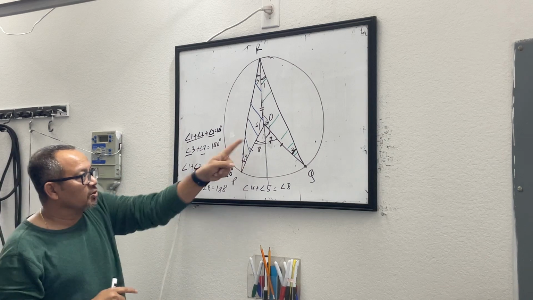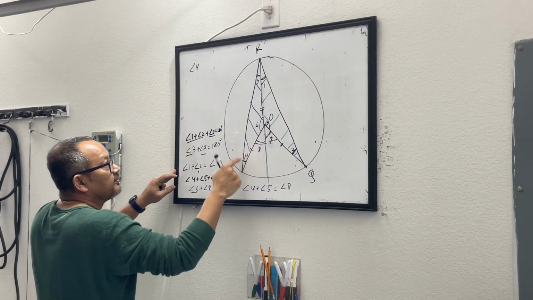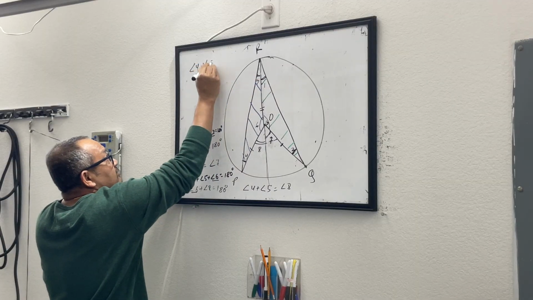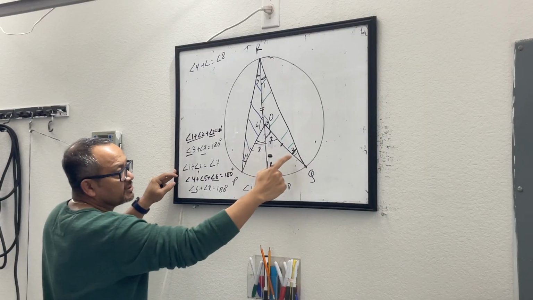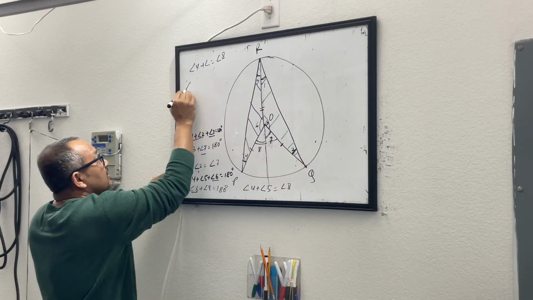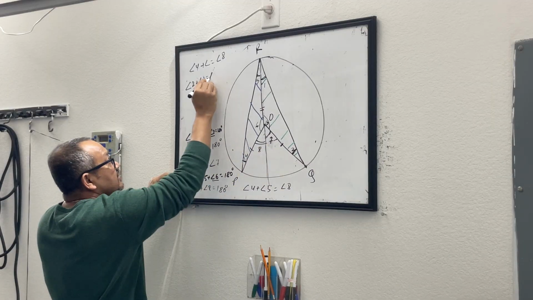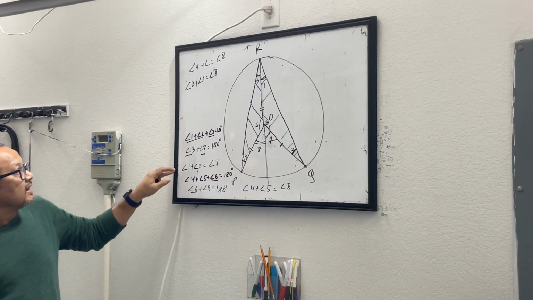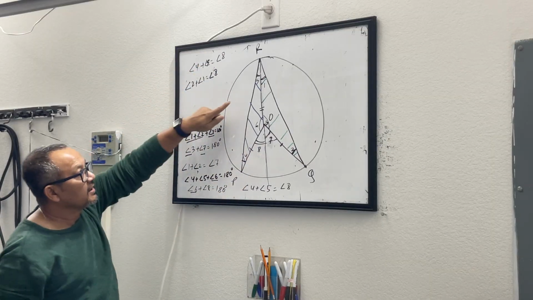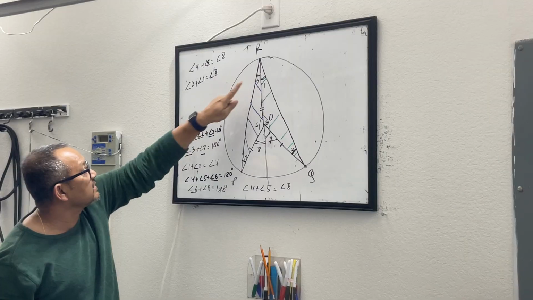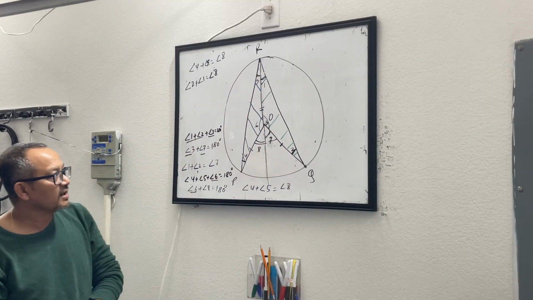Now, so we have two equations. We are saying that angle 4 plus angle 5 is equal to angle 8. And we are also saying that angle 2 plus angle 1 is equal to angle 7. Angle 4 plus 5 is equal to angle 8. Angle 1 plus angle 2 is equal to angle 7.